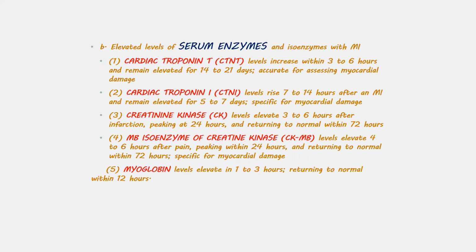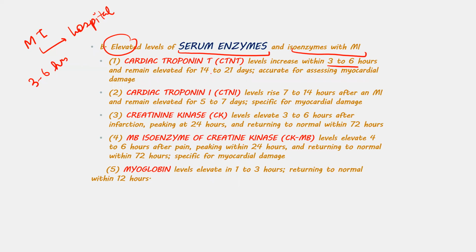Other findings can be elevated levels of serum enzymes. In a patient having MI, there will be an increase in serum enzymes and isoenzymes. The first enzyme seen to be elevated is cardiac troponin T, that is cTnT. This level increases within 3 to 6 hours of MI. If a patient has MI and comes to the hospital, the cardiac troponin will increase within 3 to 6 hours and remain elevated for 14 to 21 days, at least 3 weeks.